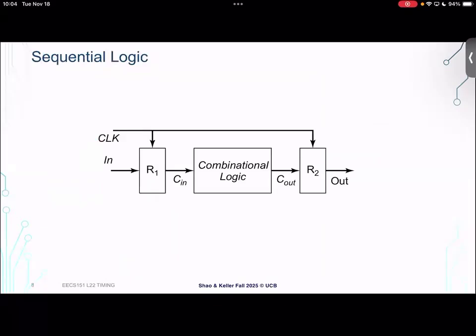So this is sequential logic. You've seen it all before. We have one or more state elements, and in particular, we have a flop here, R1. In the context of timing analysis, we would typically call this the launch flop or launching flop. On the clock edge, it's going to launch some data that's going to propagate through the combinational logic. And then it's going to get captured by the capture flop. It's going to be received by the capture flop before the next clock edge.